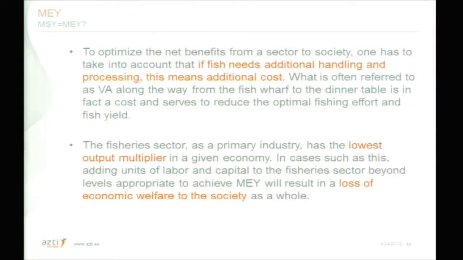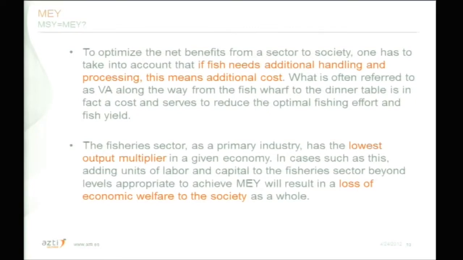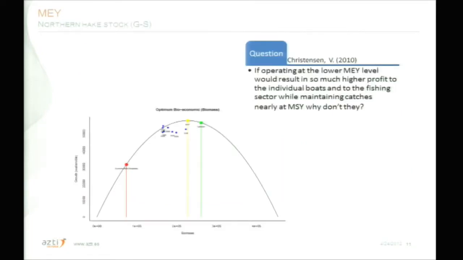The second critique is that the fisheries sector, as a primary industry, has the lowest, for the values that they have used, output multiplier in a given economy. In cases such as this, adding units of labor and capital to the fisheries sector beyond levels appropriate to achieve MEY will result in a loss of economic welfare to the society as a whole. So to critics, and again, okay, but if operating at the lower level, why are they really so close to the MSY?